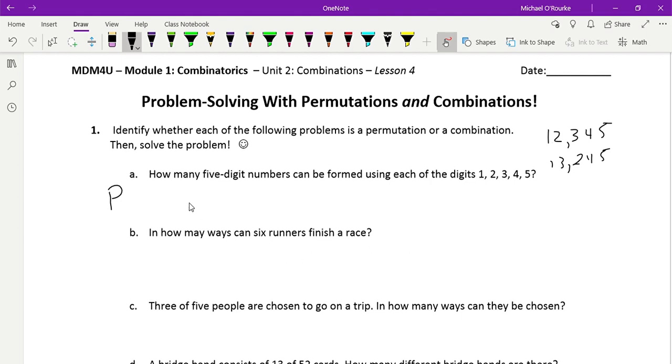So now you can answer this 2 ways. What are the 2 ways I could write this? 5 factorial or 5P5, which means the same thing. But in this one, I have 5, I want to select 5, which is the same as 5 factorial. Okay? So what do we get, 120? Good. All right.